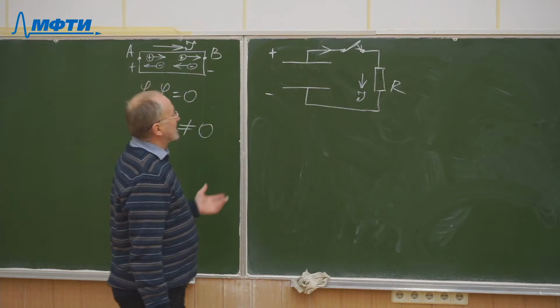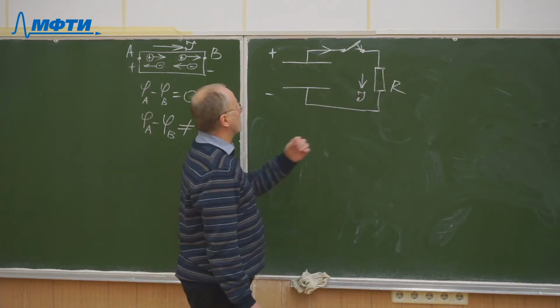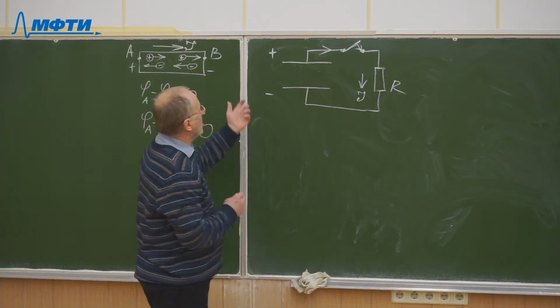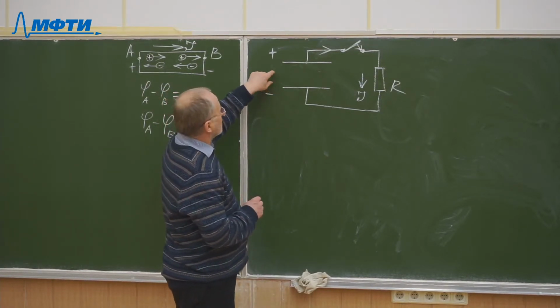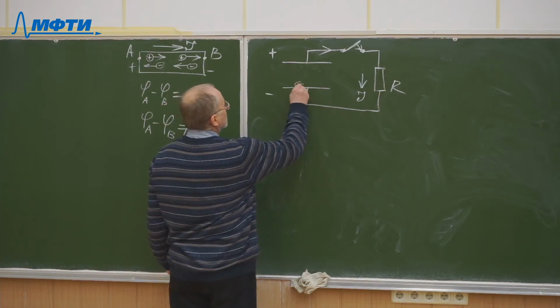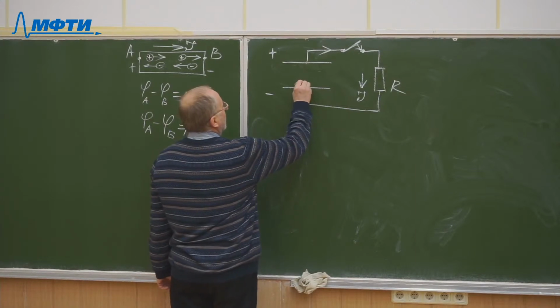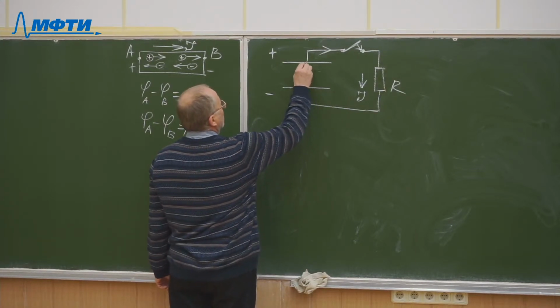So in order to sustain the current, in order to arrange for a constant current, we must somehow invent a mechanism to take negative charges from the lower plate of this capacitor and move them to the upper plate.